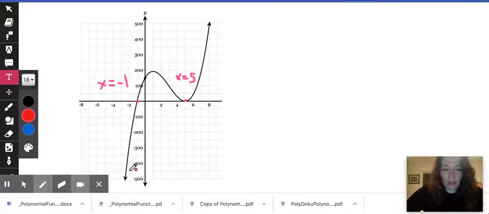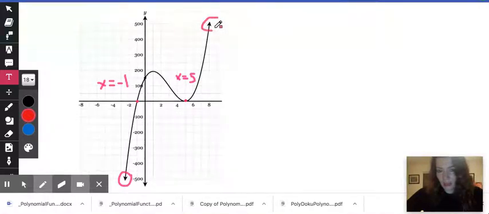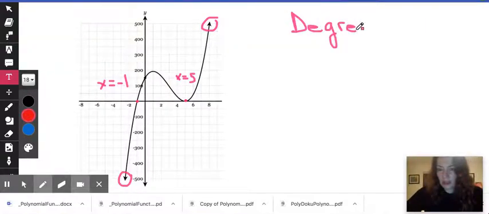Now, the other important factor is that the graph goes down on the left, and when we look at the right side, it is going up. So we have opposite directions. This tells me this is an odd degree polynomial. This is going to be a degree 3 polynomial, and a degree 3 is when our x is cubed.